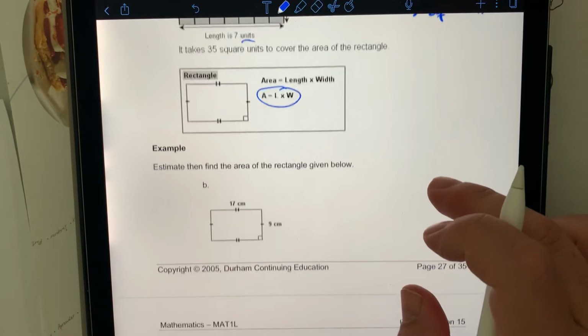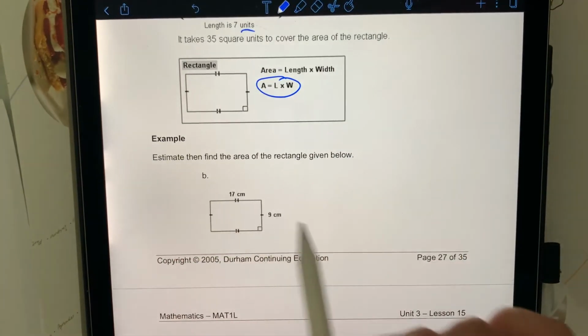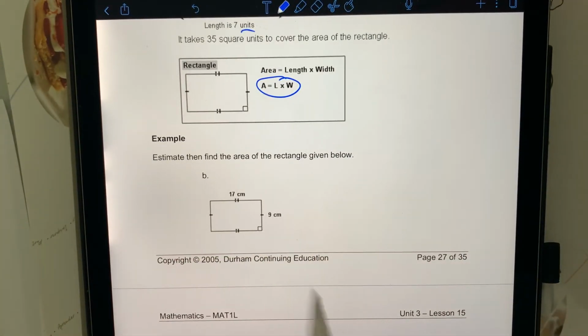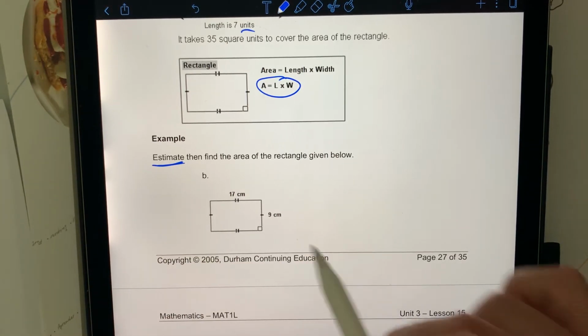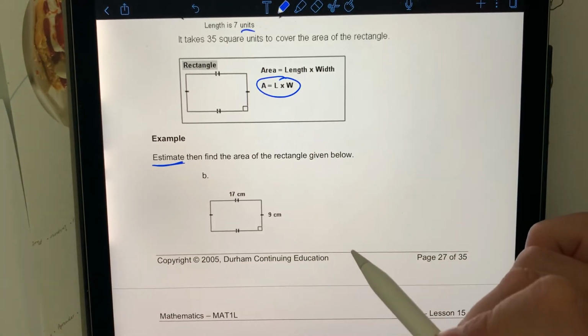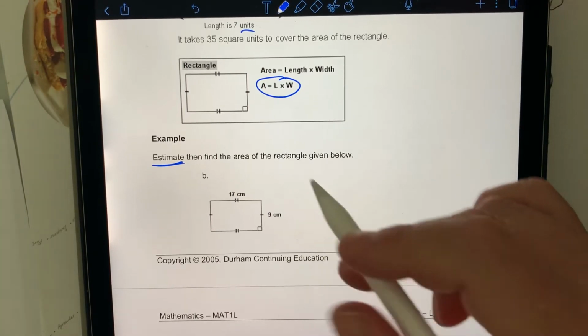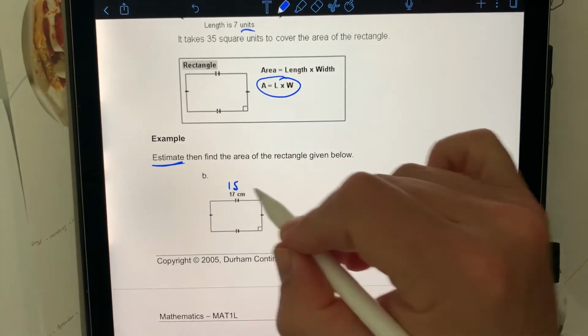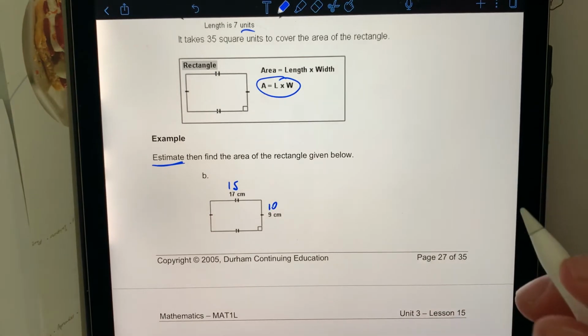So now it says something different. It says estimate. Estimate. And then find the area of this rectangle. Okay, that's 17 and 9. I can't multiply 17 times 9 in my head. So I'm going to round this. So I think I'm going to round this down to 15. And I'm going to round this up to 10.